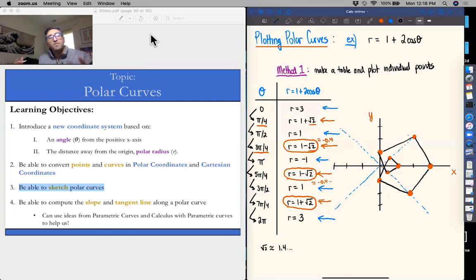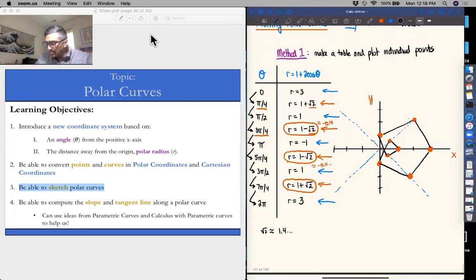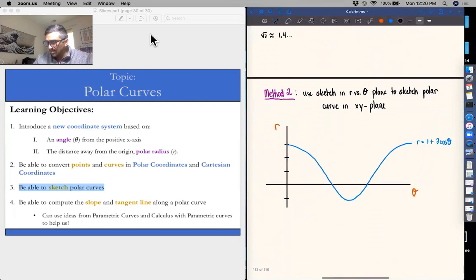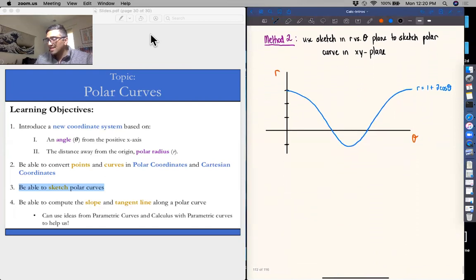So that's method 1, basically asking us to make a table of points and then plot those points out and connect them. Method 2 is a lot different. This is where we're actually going to use a sketch in the r theta plane and use that sketch to help us sketch the polar curve where it lives in the xy plane.